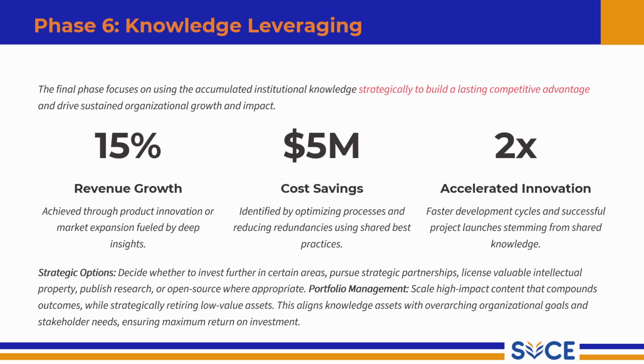Number one is revenue growth. It is achieved through product innovation or market expansion fueled by deep insights. So here knowledge helps to create new products that enter new markets and generate higher revenue. And next one is cost saving. It is identified by optimizing processes and reducing redundancy using shared best practices. It makes operations more efficient, cuts unnecessary costs and saves millions.